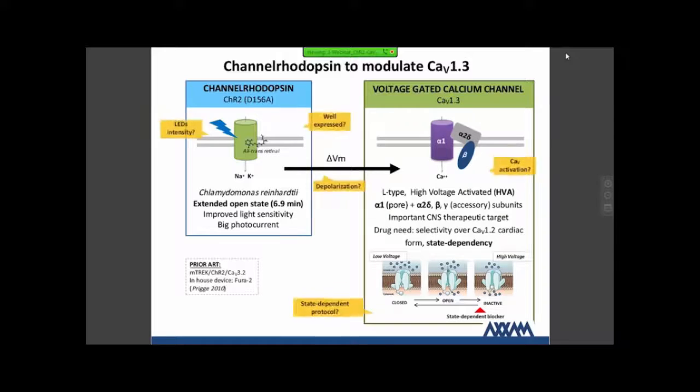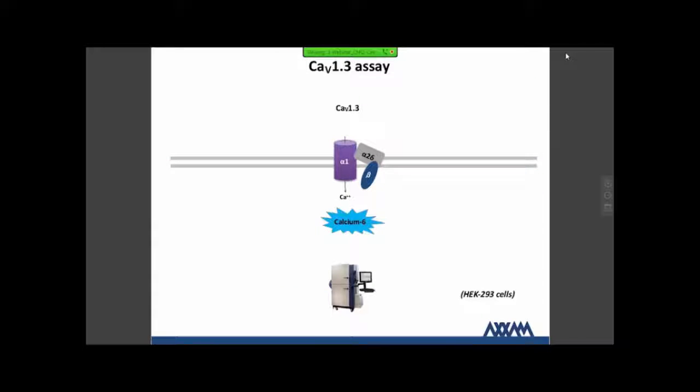And there are some possible issues in setting up this kind of assay. For example, we need to know if the channelrhodopsin can be well expressed recombinantly, and of course, we don't know if the LED intensity of the FLIPR is enough to deliver a good blue light stimulation. We don't know if the depolarization will be enough to activate the Cav, and also we need to set up a state-dependent protocol for this target.